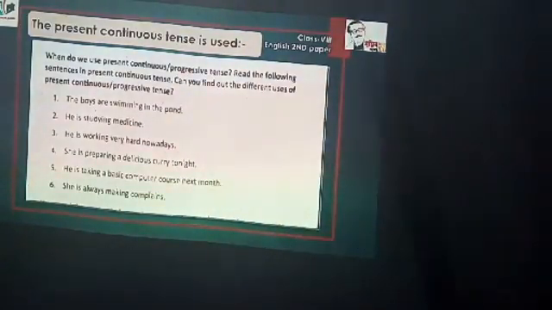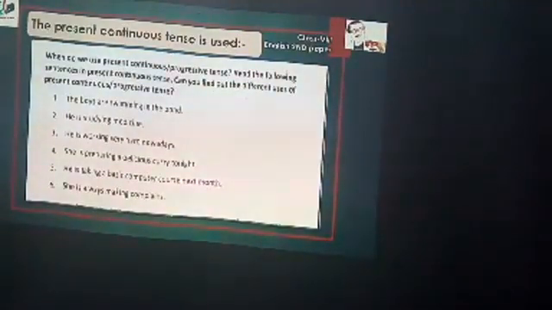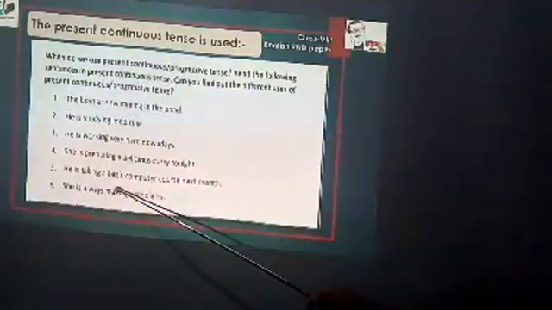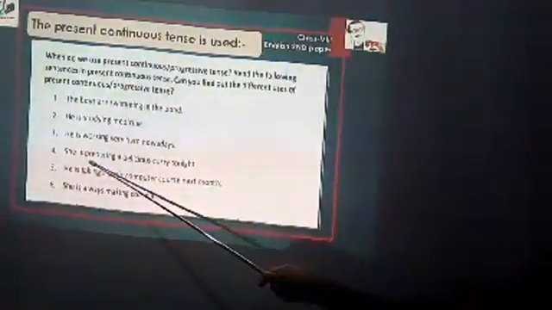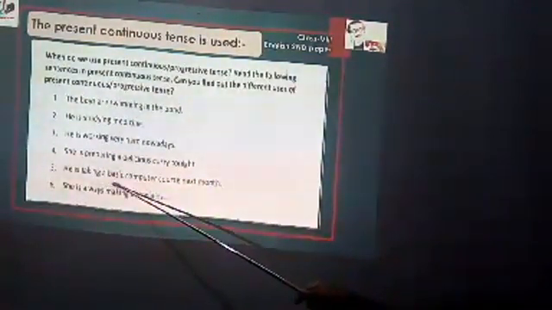You have to think, she is preparing a delicious curry tonight. This is near future, for an action that has already been arranged to take place in the near future. So we can use the present continuous tense. She is preparing delicious curry tonight. He is taking a basic computer course next month. Similar sentences. She is always making complaints.